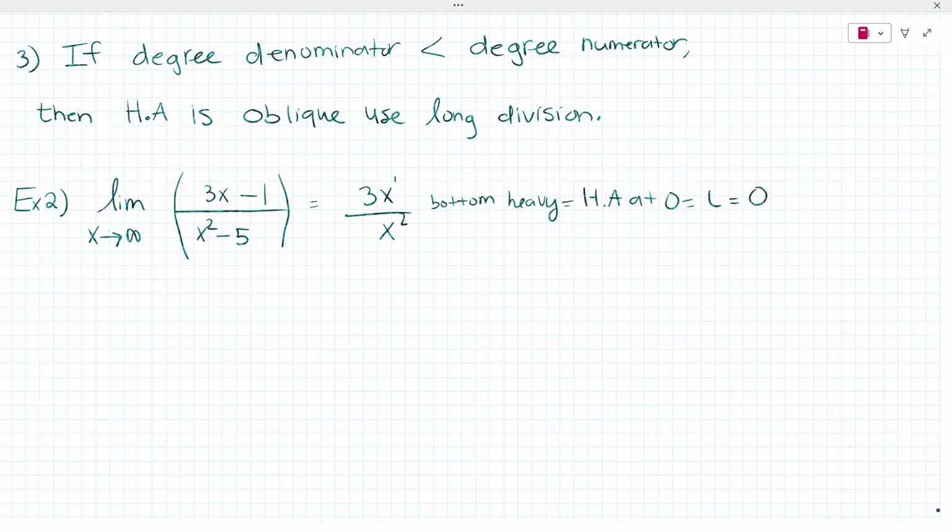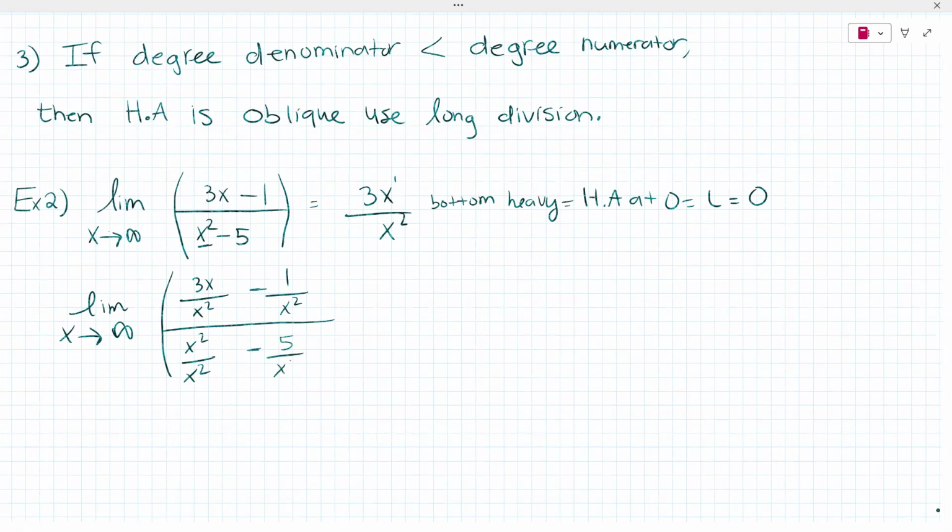Okay, so that's a way to check it, but we've got to do some algebra. What you're going to do is divide. If you look at the denominator, what is the highest term? x squared. So you're going to rewrite this problem and divide each term by x squared. So the limit as x approaches infinity, divide each term by x squared: 3x over x squared minus 1 over x squared, over x squared over x squared minus 5 over x squared.